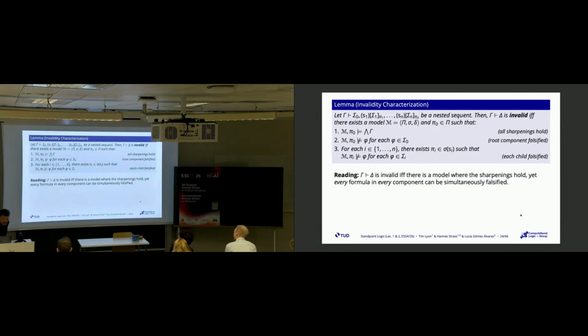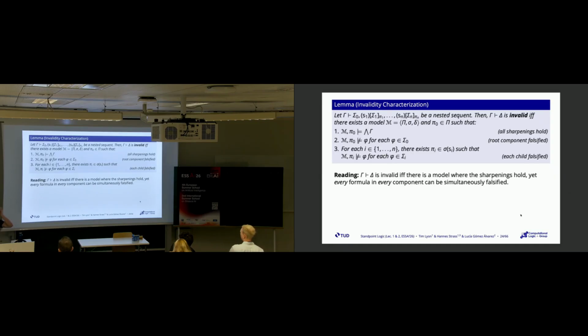Okay, so on the last slide, we talked about the formula interpretation of a nested sequent. We know how to interpret a nested sequent as a formula. We also know by what was said earlier how to interpret a formula semantically over a standpoint model. So we can bridge these two things together to interpret a nested sequent directly over models. And that's what this lemma does, which I call the invalidity characterization.